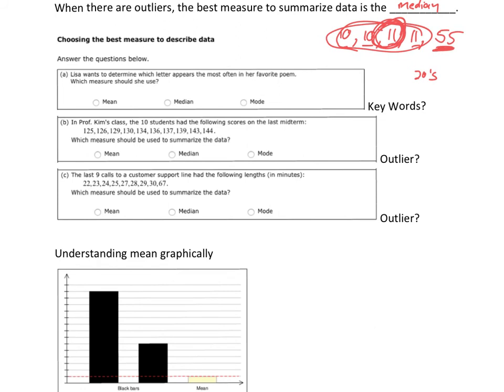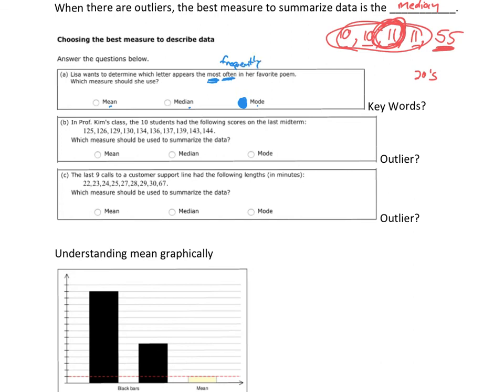All right, so let's choose the best measure to describe our data. Lisa wants to determine which letter appears the most often in her favorite poem. Which measure should she use? The mean, median, or mode? Well, most often. Most often means mode. That's our keyword to that. Okay. It could have said which letter appears the most frequently. That would mean the same thing as mode. Okay, we're not talking about the mean or median there.